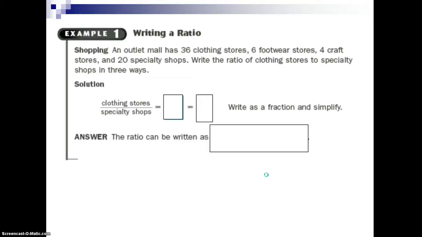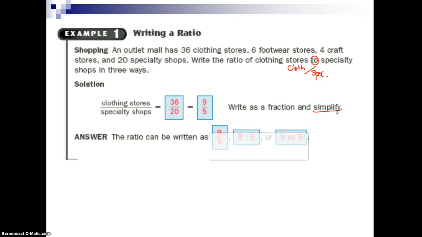Example 1, writing a ratio. An outlet mall has 36 clothing stores, 6 footwear stores, 4 craft stores, and 20 specialty shops. Write the ratio of clothing to specialty shops in 3 ways. This "to" tells you where your fraction bar is. So you want clothing stores to specialty stores. Clothing stores was 36, specialty stores was 20. Always remember to simplify, so it's 9 to 5. We say that as 9 to 5.